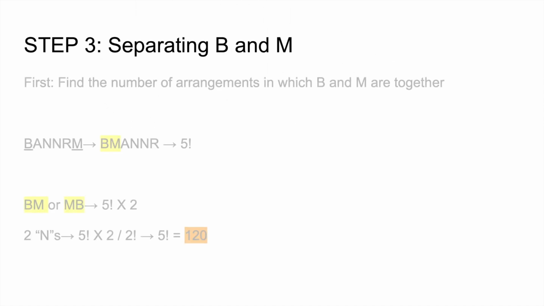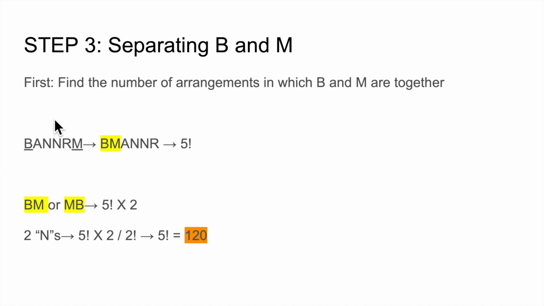So separating B and M, that's what we're going to tackle next. Actually though, the approach that we're going to take is we are first going to find the number of arrangements in which B and M are together, okay? And then we're going to subtract that from the no restrictions to find the number of ways in which B and M cannot be together. So let's take a look.